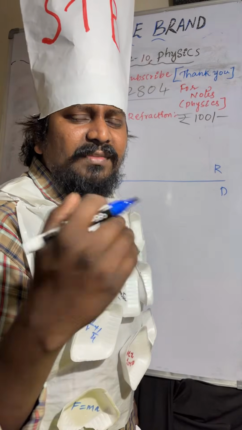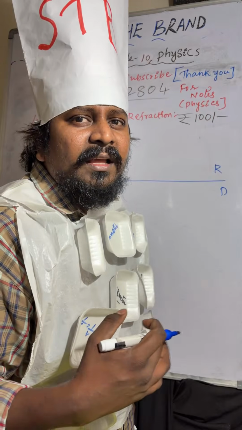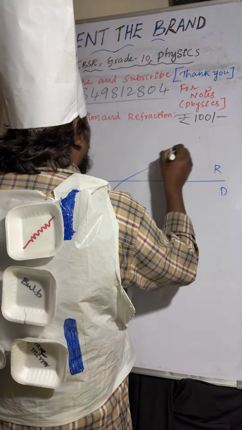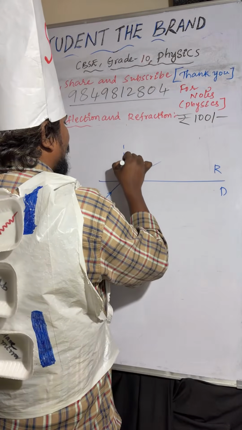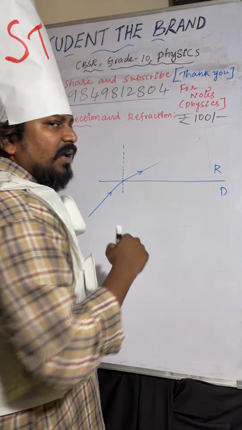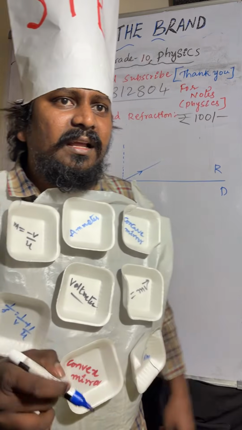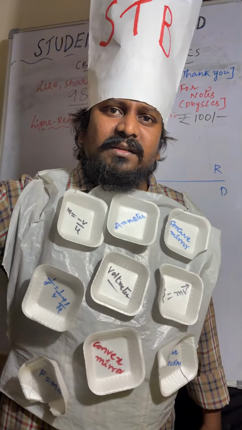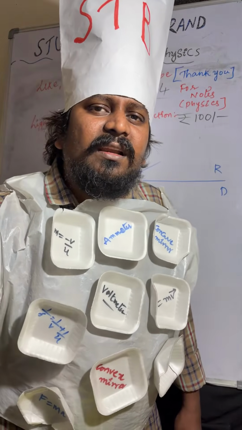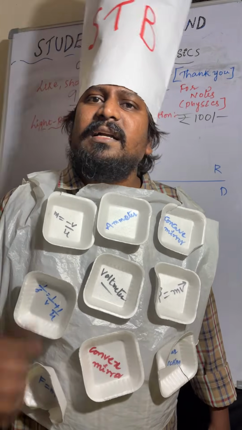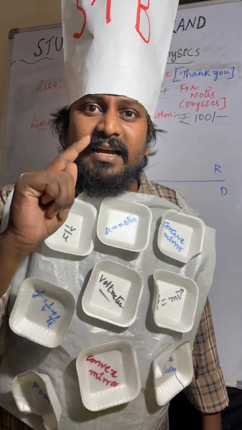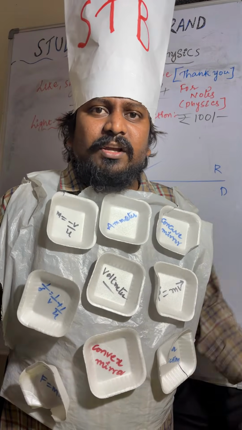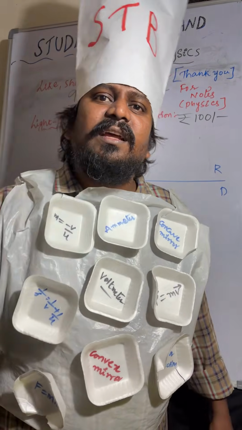We know that. If the light ray is passing from denser to rarer, it moves away from the normal line. So generally, if the light ray is passing from rarer to denser, it bends towards the normal line, and from denser to rarer, it moves away from the normal line. We know that, right? But one thing is here: you keep on sending the light ray from denser to rarer.